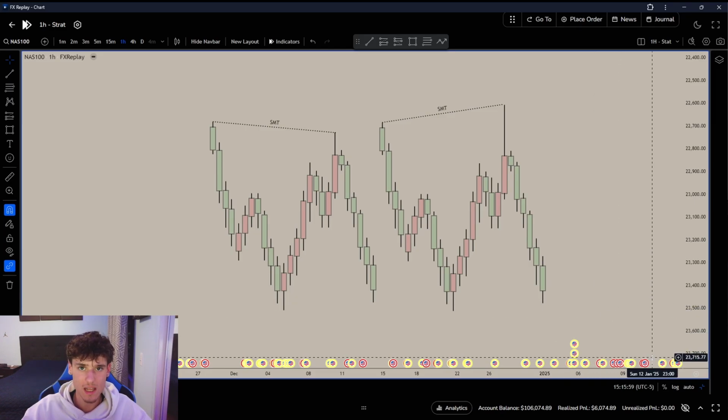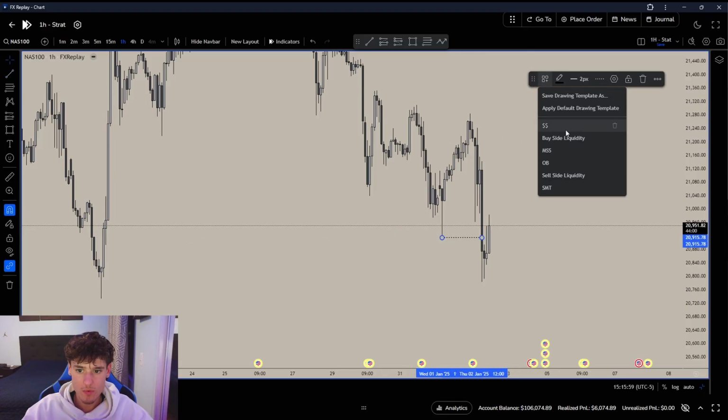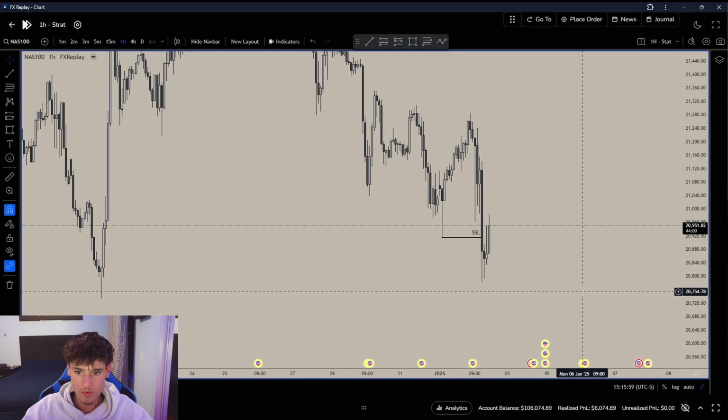So let's hop into the live examples. Pairing everything together to make a profitable strategy, right over here, what do we have? We have a sell side liquidity, not manipulation. We have a sell side liquidity. Let's just go back in time a bit right over here.